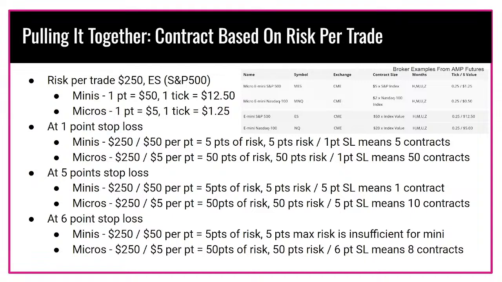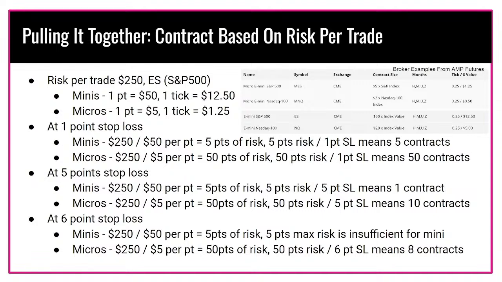So $250 divided by $5 per point tells us that we can risk a maximum of 50 points of risk. 50 points of risk divided by that 6 point stop loss means that you're going to be able to risk 8 micro contracts. That's what you're able to do for your trade. So you place your trade accordingly, knowing you're going to use a 6 point stop loss, place 8 micro contracts, and you fall right within your risk parameters.